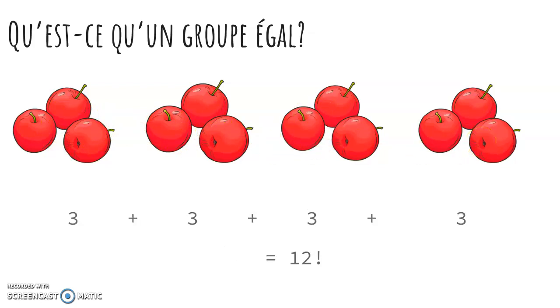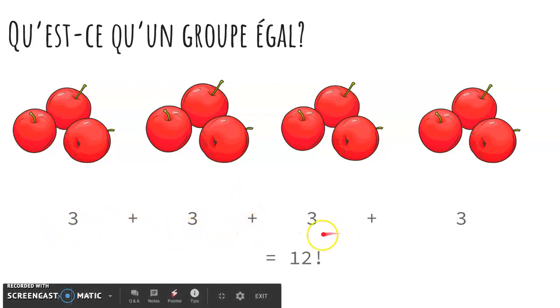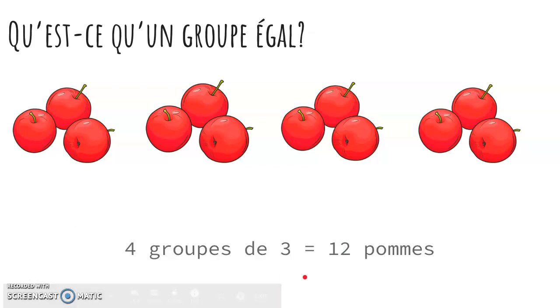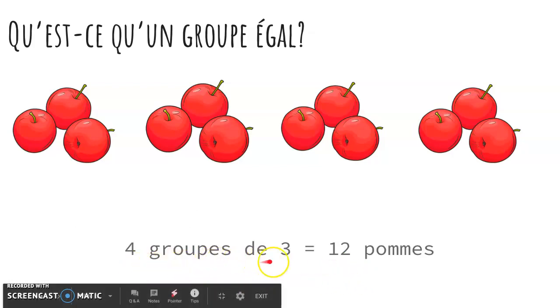So now we're going to use repeated addition to find the answer of how many apples. Repeated addition means that we're going to add the same number more than once. So we have 3 plus 3 plus 3 plus 3, and that equals 12, which is the same number of apples we counted before. So we can see that there are 4 groups of 3 apples, and that makes 12 apples.